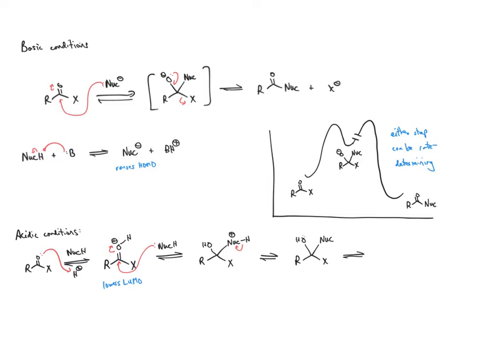We get collapse of the tetrahedral intermediate with loss of the leaving group to give us a protonated substituted carbonyl, and then finally loss of that proton to regenerate the neutral, now substituted carbonyl. Okay. Types of nucleophiles that we'll be using for these nucleophilic acyl substitution reactions are really the same ones that we did for nucleophilic additions.